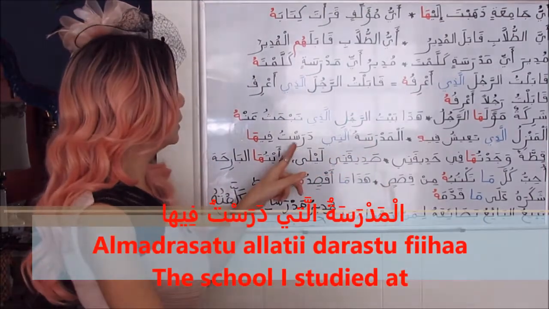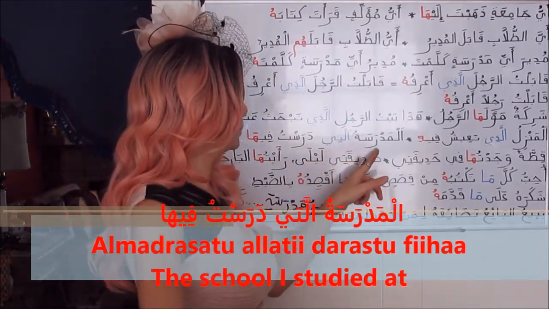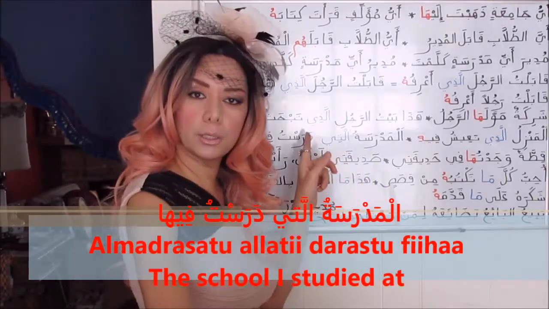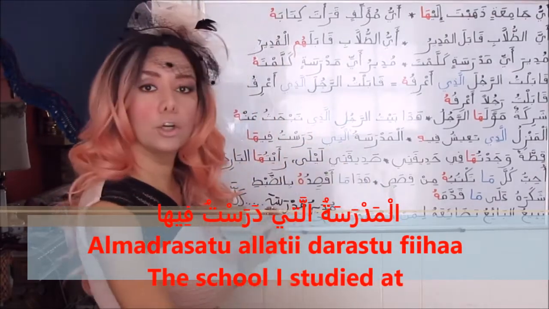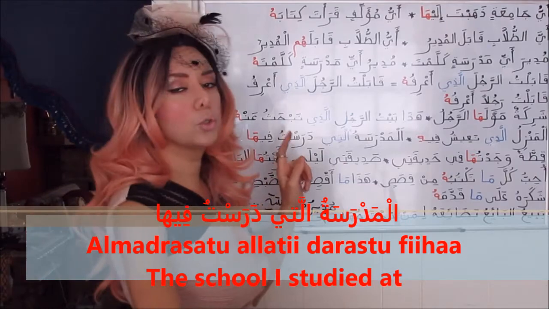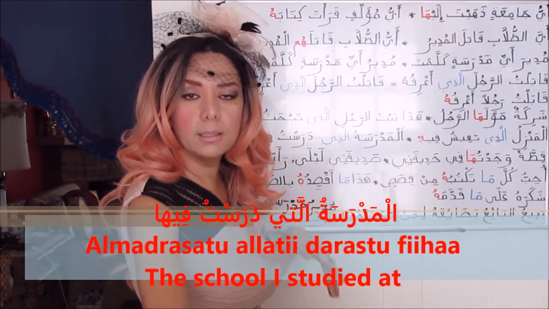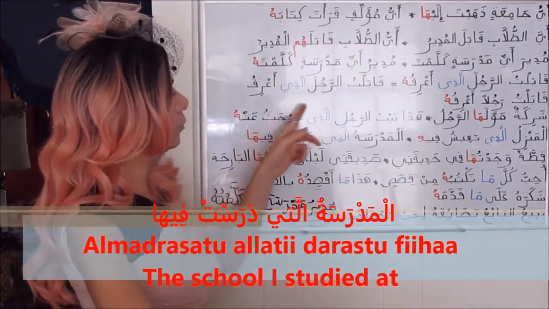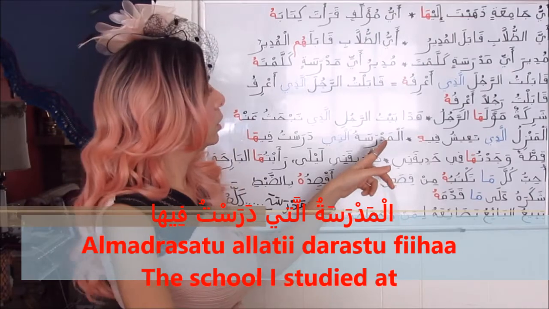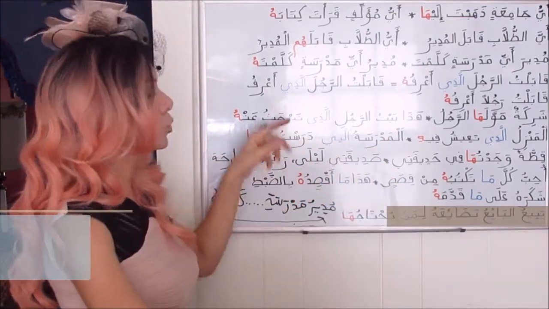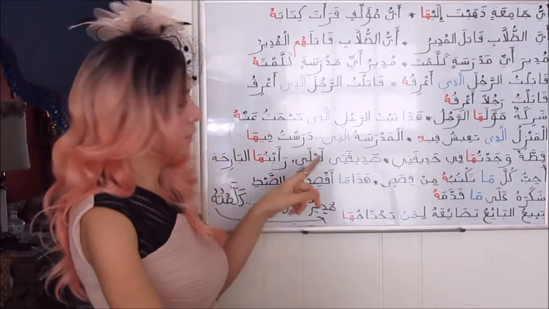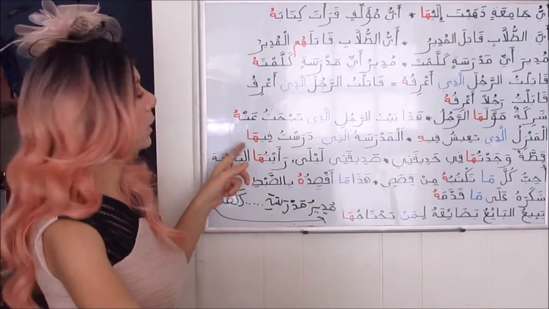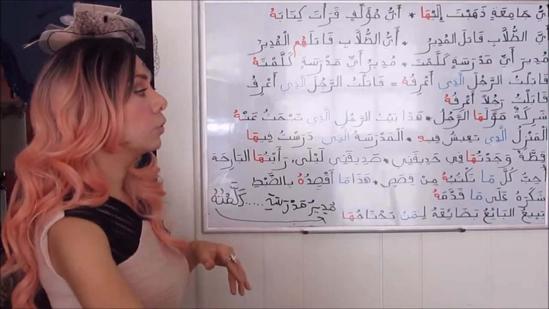المدرسة التي درست فيها. المدرسة is the antecedent. التي, the relative pronoun, is matching in number and gender. مدرسة is singular, feminine. درست فيها. The school that I studied at. We don't say at it, just at. فيها referring to the school. المدرسة. درست في. Study at. So here, عن, في are followed by resumptive pronouns.